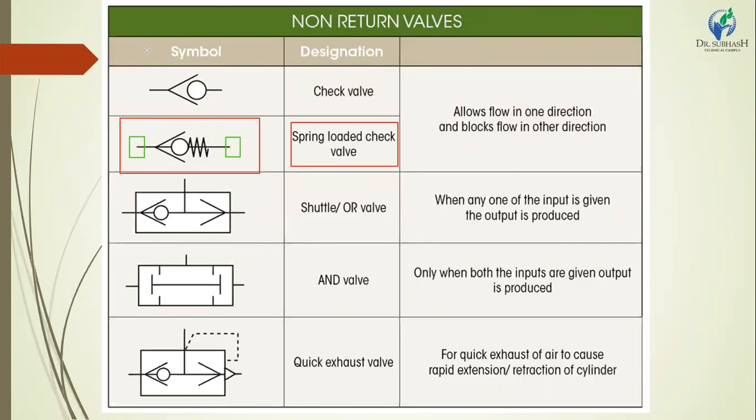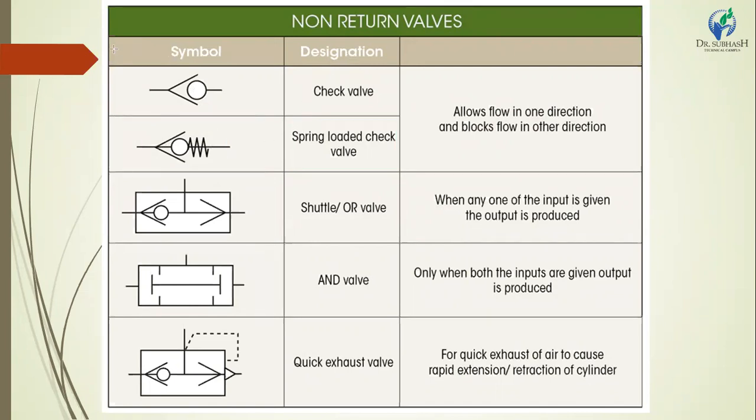the flow goes from this side to this side, meaning left side to right side. The second condition is that the flow can never go in reverse. It is blocked by this ball and spring force. This means the flow only passes in one direction and cannot pass in the return direction.